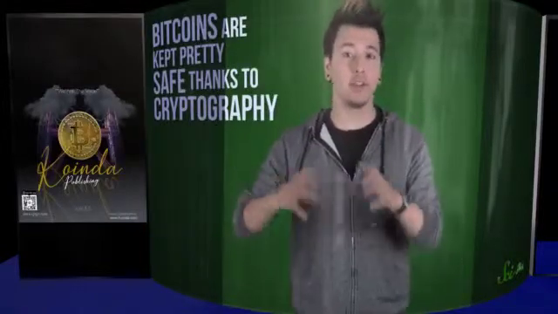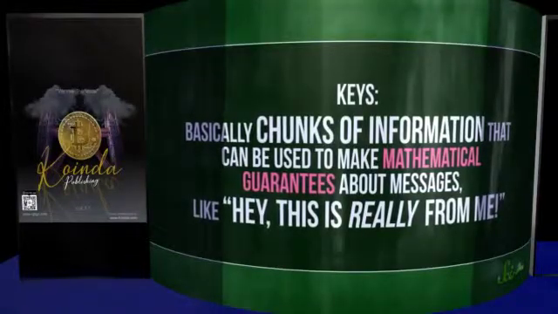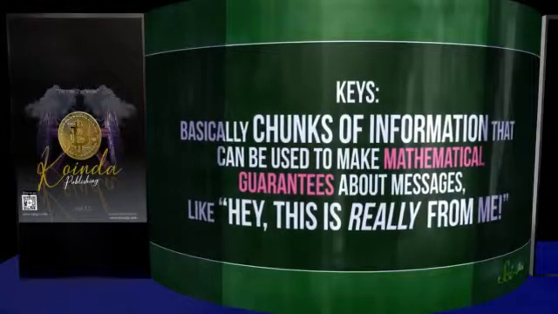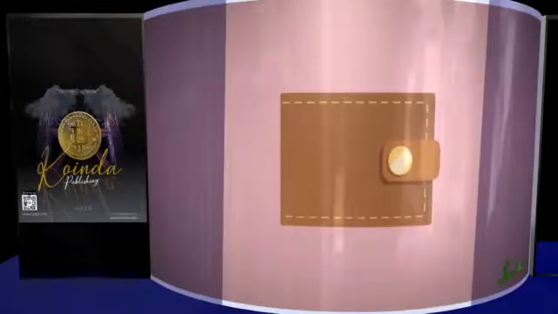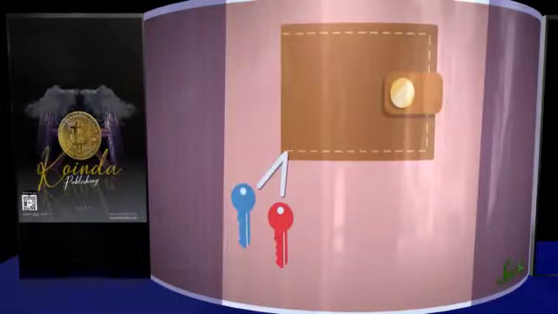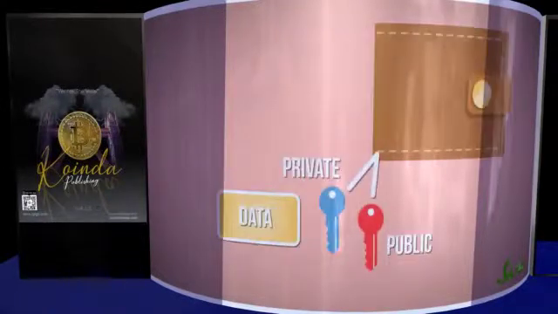Bitcoins are kept pretty safe thanks to cryptography, which is why it's considered a cryptocurrency. Specifically, Bitcoin stays secure because of keys, which are basically chunks of information that can be used to make mathematical guarantees about messages, like, hey, this is really from me. When you create an account on the Bitcoin network, which you might have heard called a wallet, that account is linked to two unique keys: a private key and a public key. In this case, the private key can take some data and basically mark it, also known as signing it, so that other people can verify those signatures later if they want.